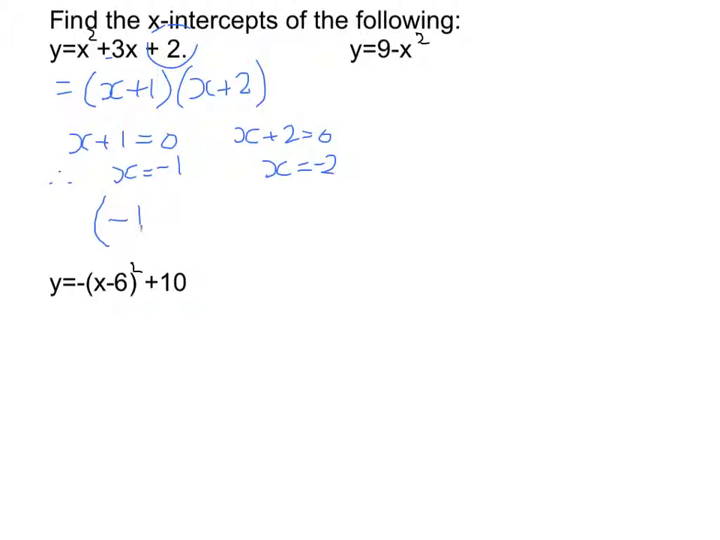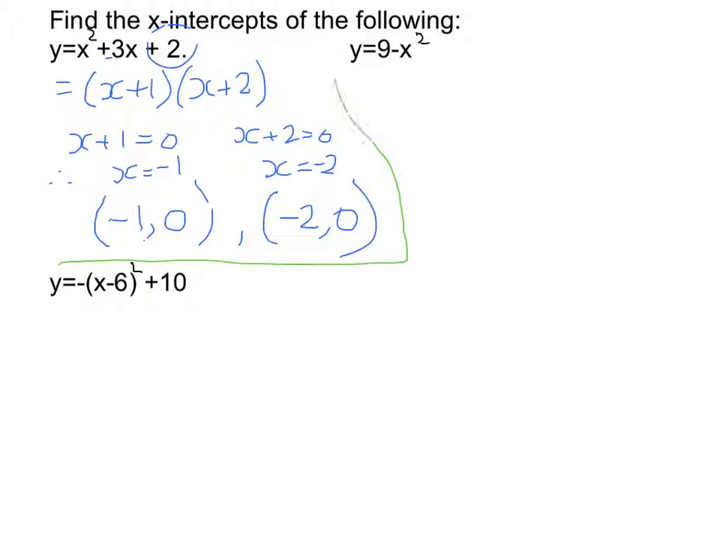So negative 1 and 0. And negative 2 and 0. So that's the answer to the first one. I'll just put a little box around that one.